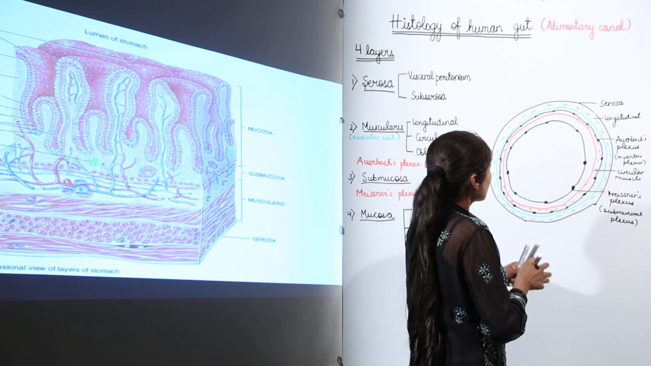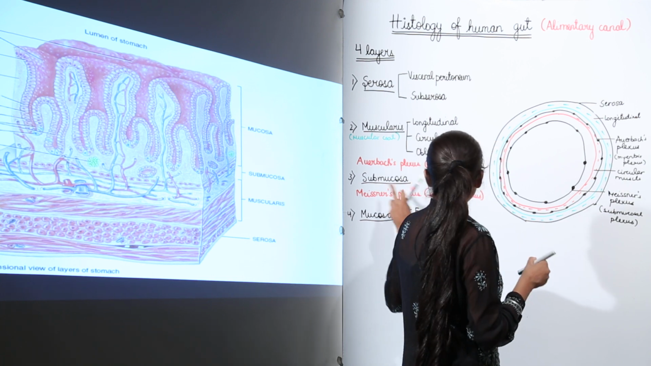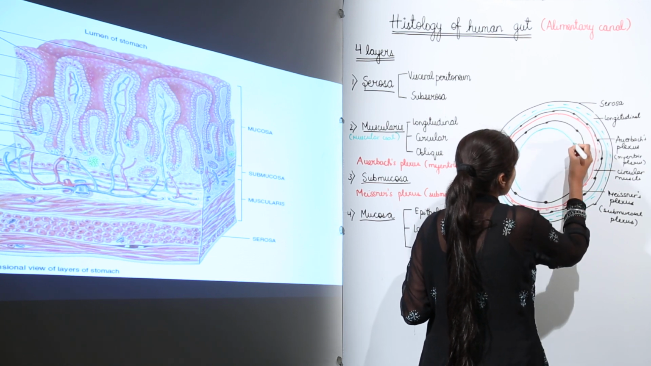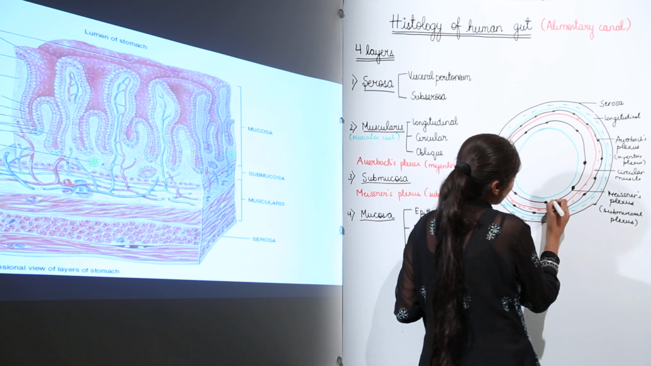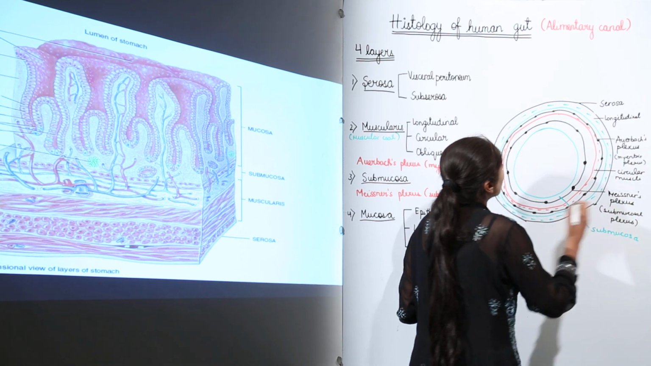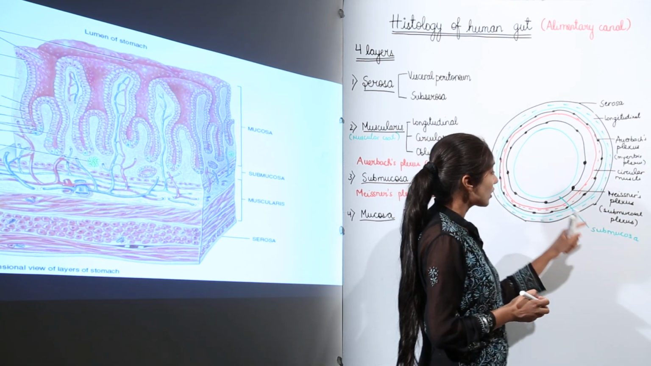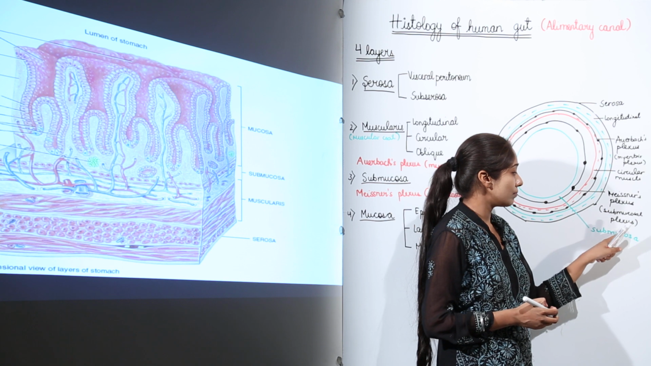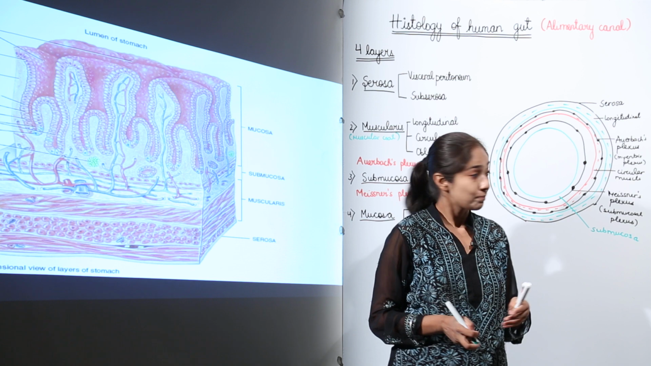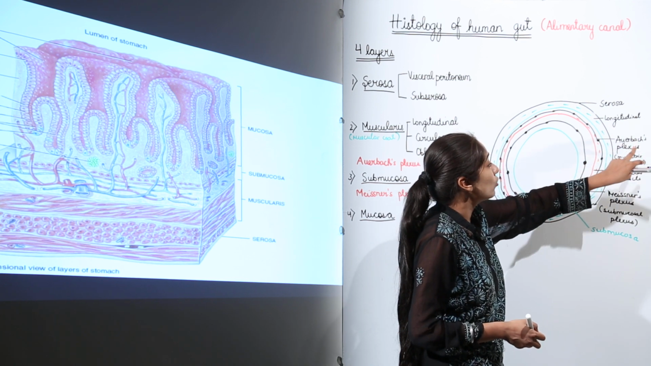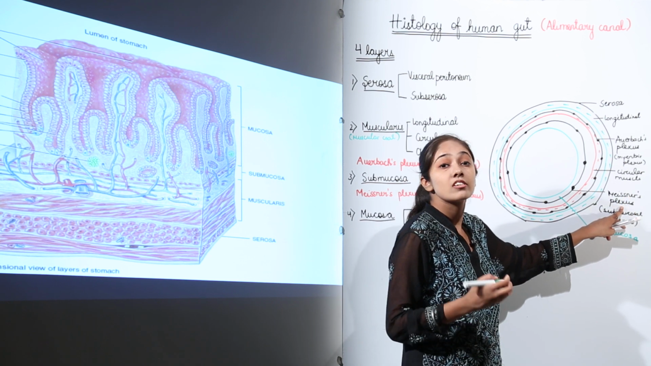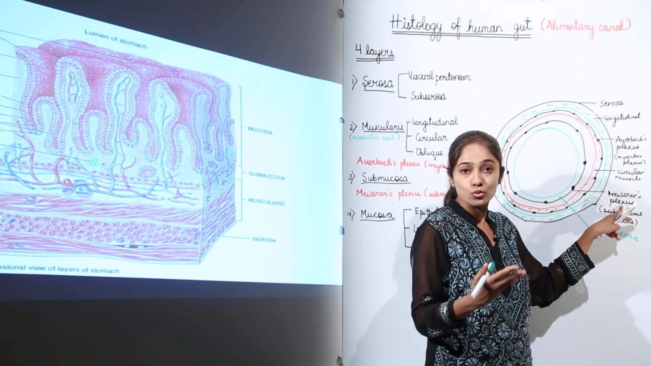Submucosal plexus, right. And to this inside, we have what? We have the submucosa. You can label this as submucosa. Now after this, just remember the function of this Meissner's plexus or the submucosal plexus. It actually regulates the secretion of the intestinal juices. This Auerbach's plexus regulates peristalsis, and this Meissner's plexus, it regulates what? It regulates the secretion of intestinal juices.